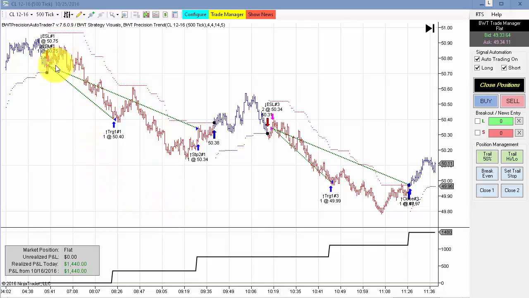performance here. We had two really great short trades. The first target on this is 40 ticks on each one of these.